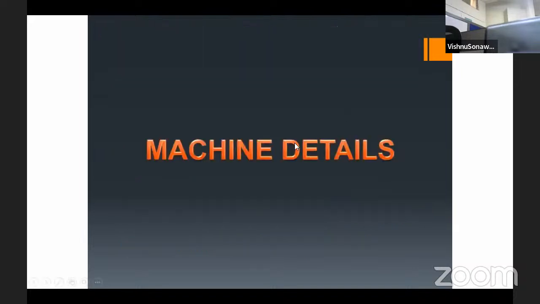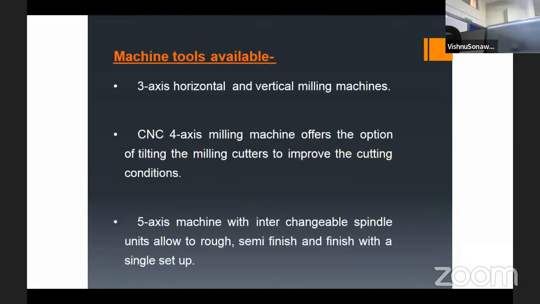Here, in the machine details, we can see what type of machines are required, what the parameters are, and what specifications are required. If you take one machine tool, that is a 3-axis horizontal and vertical milling machine; another is a CNC 4-axis, and the CNC 5-axis machine tools. In the 4-axis machine tool, we can tilt the milling cutter to improve the cutting conditions.